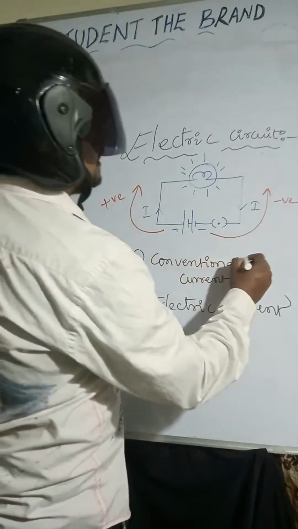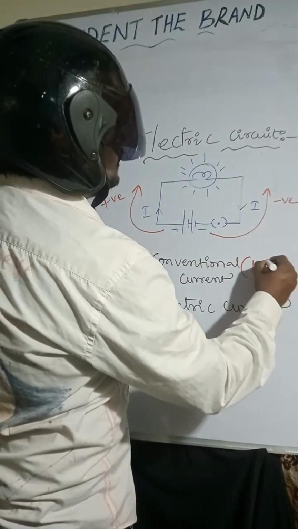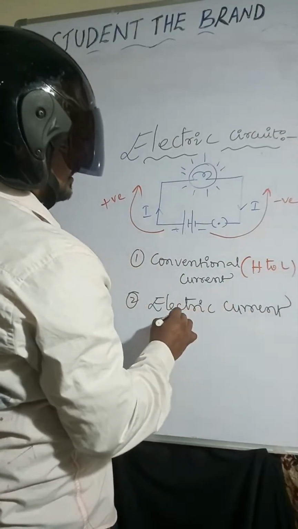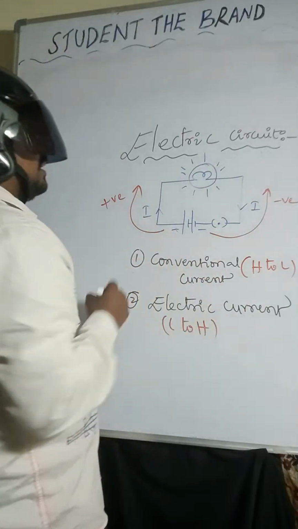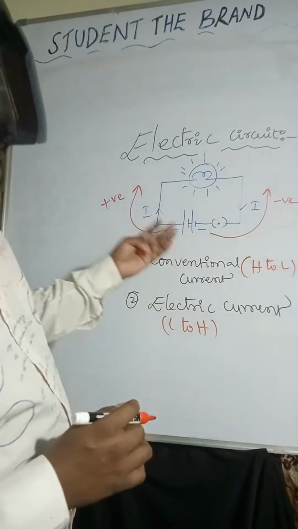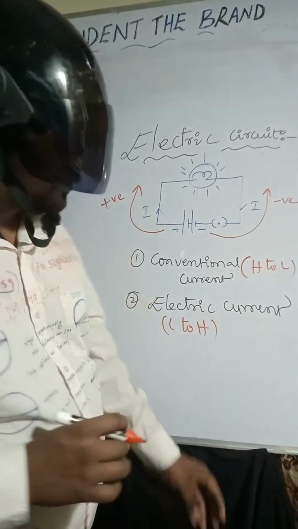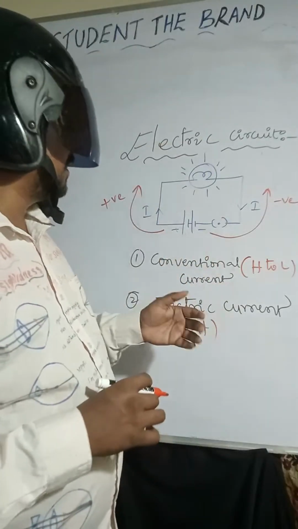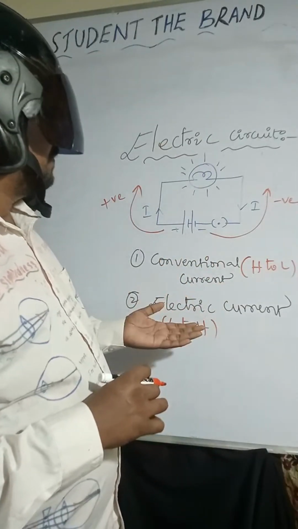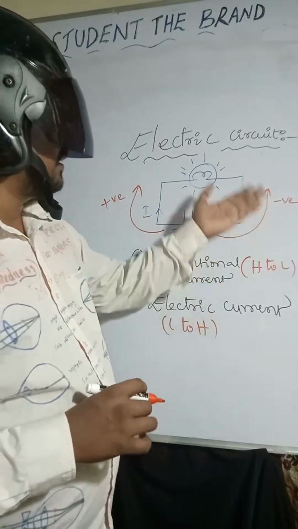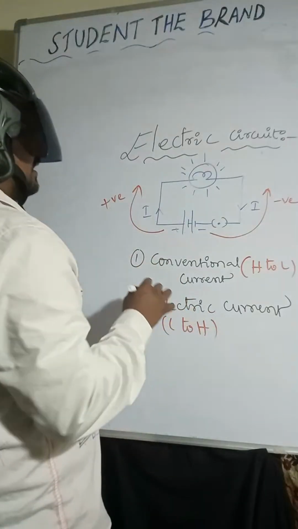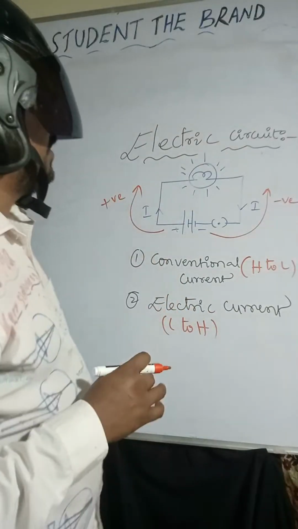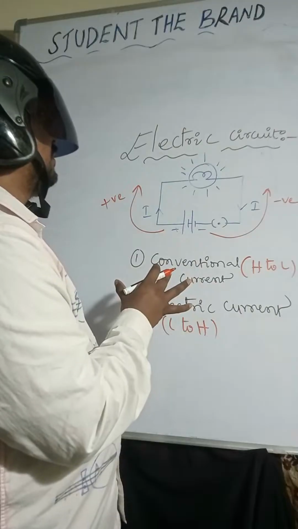So conventional current will move from high potential to low potential, whereas electric current will move from low potential to high potential. That is, positive charges move from high potential to low potential, whereas negative charges move from the negative terminal to the positive terminal. I hope it is very clear. These are two very important points.